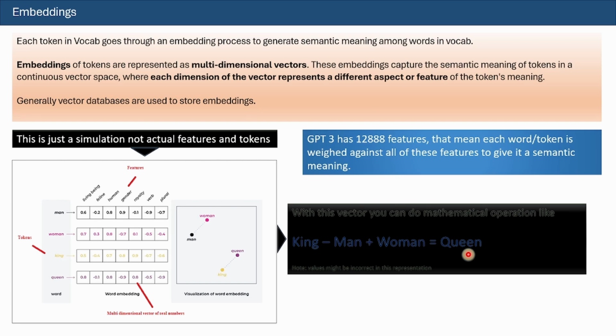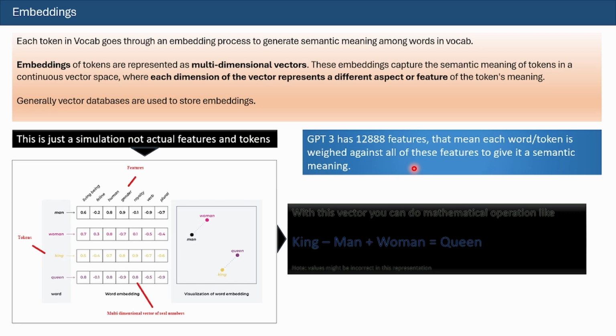Now let's connect this to large language models. The slide mentions that GPT-3 uses embeddings with 12,288 dimensions. That means every single word or token is represented using 12,288 numbers. Each of those numbers captures a tiny piece of meaning. Together, they form a very rich and detailed representation of language.